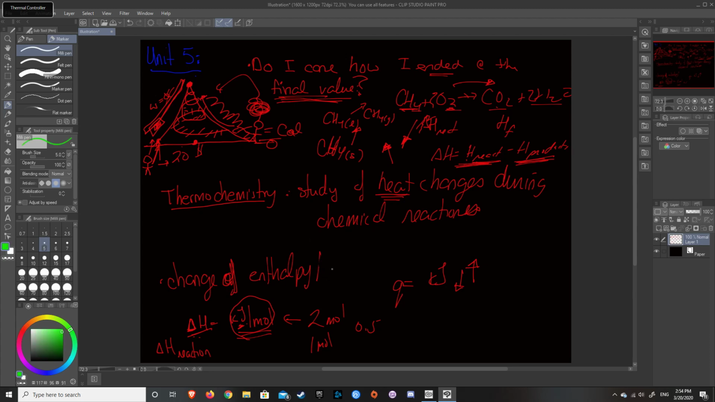So we also call this the heat of reaction. And this is specific to the reaction and the conditions that we used, and the units are going to be kilojoules instead of kilojoules per mole, because now we're taking into account how many moles we had.